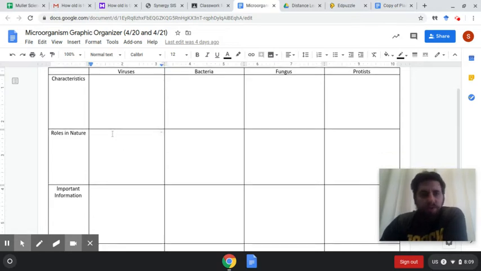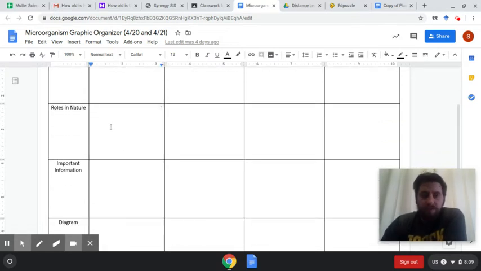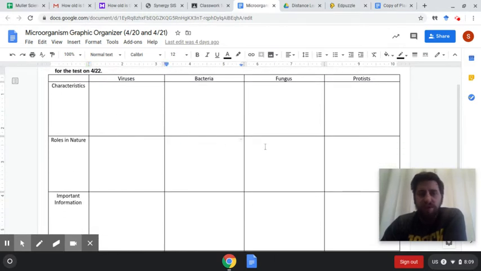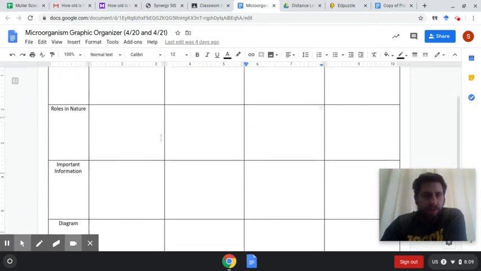Okay. Roles in nature. They're in every part of the chapter. So what are the important roles for viruses? What are the important roles for bacteria? We talked a lot about the roles for fungus. There's a bunch of them in the book. Roles for protists.